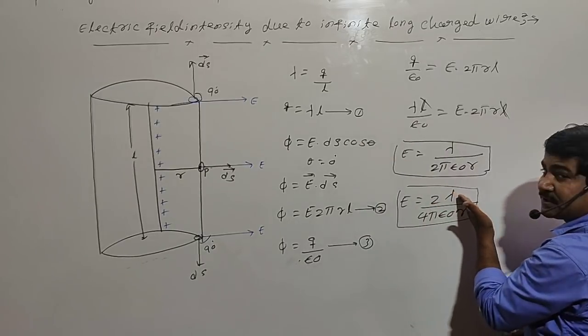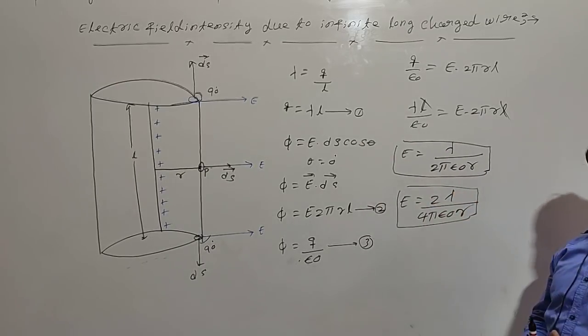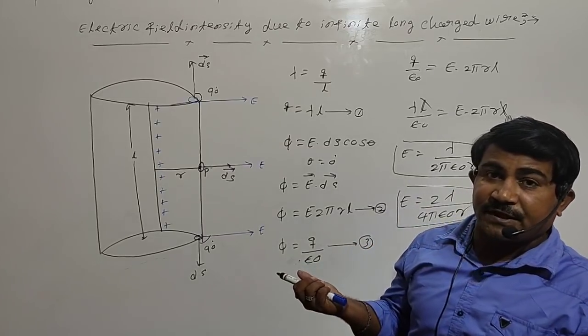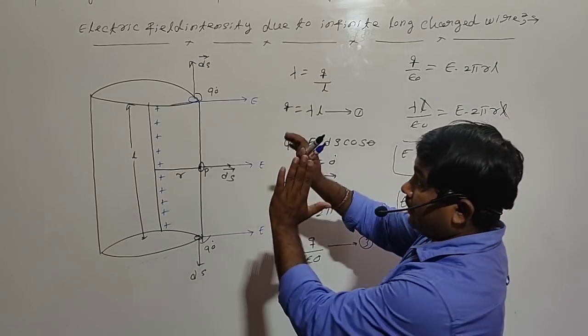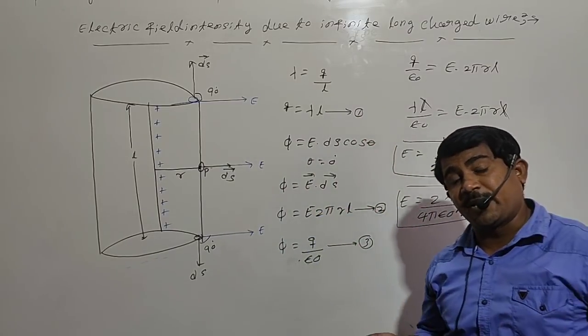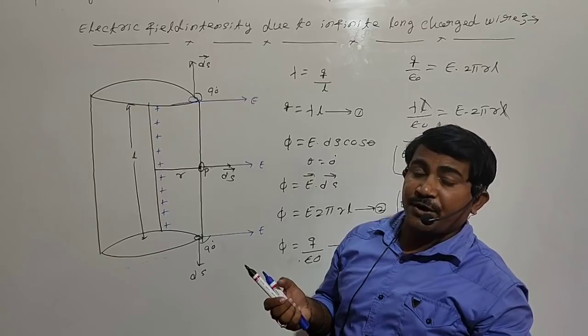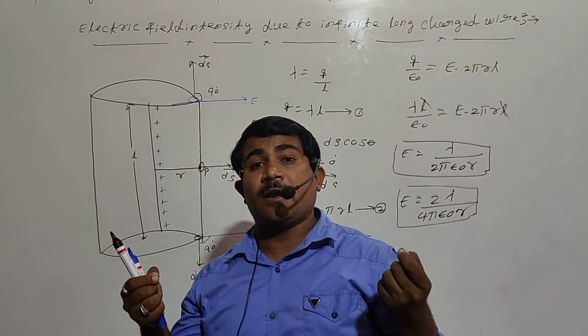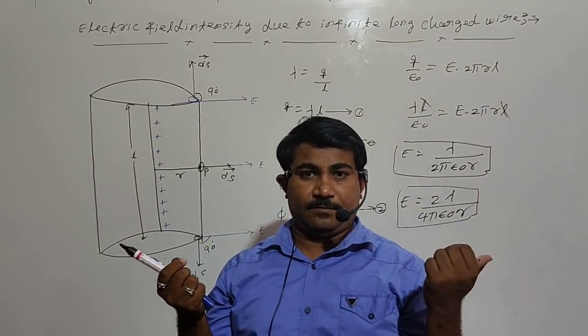The more the linear charge density and the lesser the radius, the more electric intensity is available for an infinite long charged wire. The second application is the electric intensity due to a thin infinite plane sheet. Let us see.